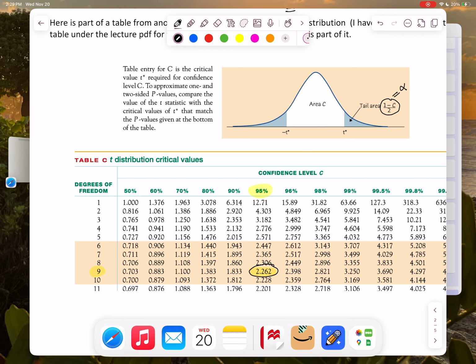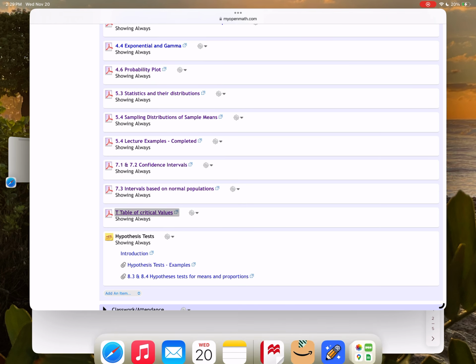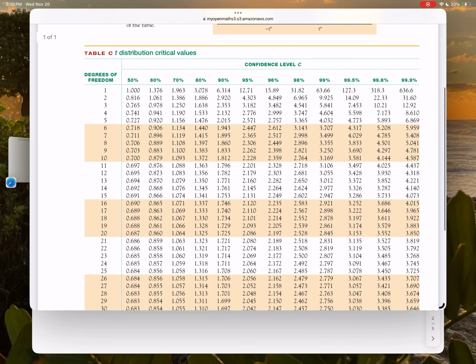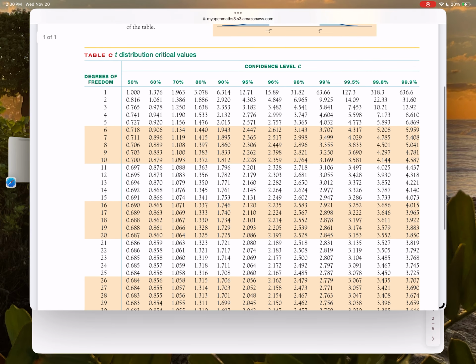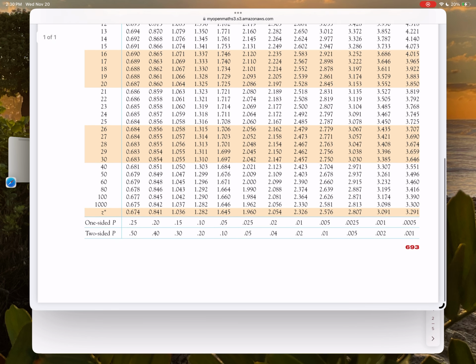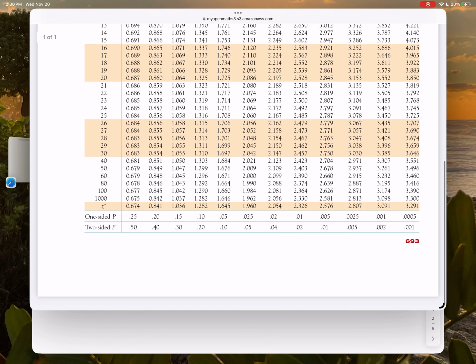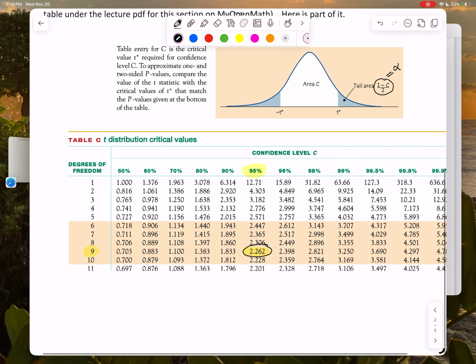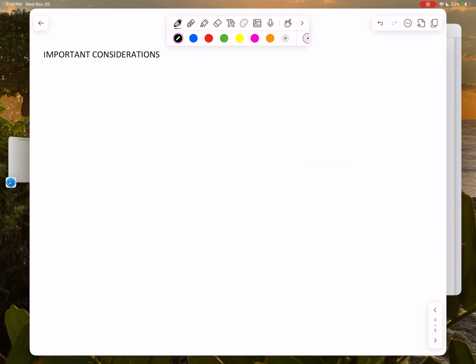If you actually do look at these tables, let me go show you the whole table. We had this 95 column. I can't really show it to you here, but at the very, very bottom, do you see the one-sided? It has 0.25 at the very bottom. So those alphas are at the very bottom. I'm probably confusing the heck out of you, but hopefully it'll become clearer as we go.